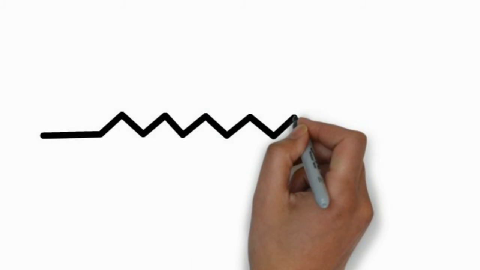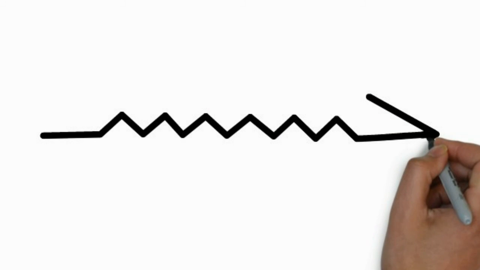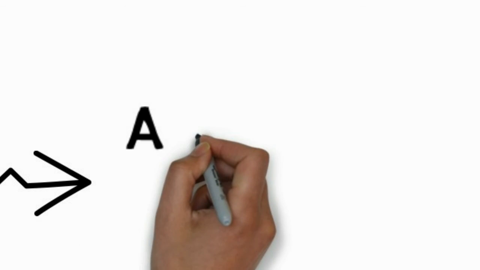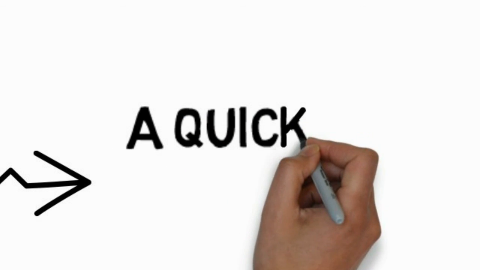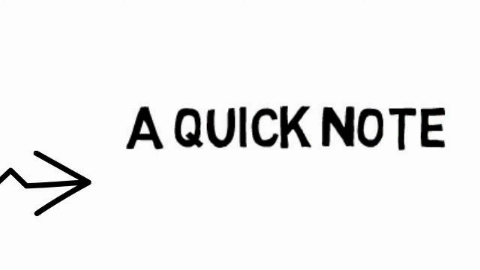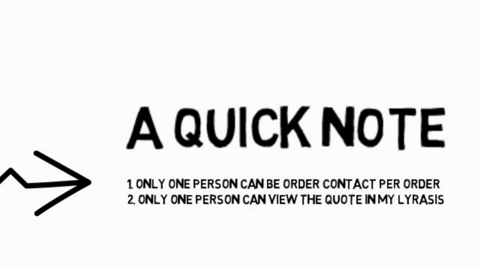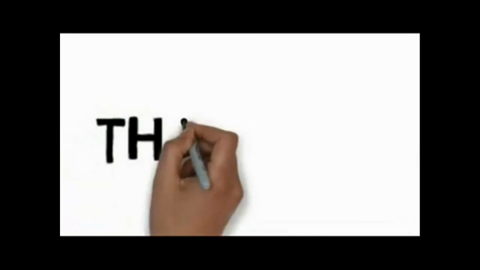One last quick note here about viewing quotes within MyLyrasis, and that is simply this. Only one person can be assigned as the order contact per quote, which means only one person can view that quote within MyLyrasis. But if you need that updated, you can contact member support. Another good solution is to set up a general email account, something for your e-resources or library, and have all of your staff monitor it. We can give it a Lyrasis login.